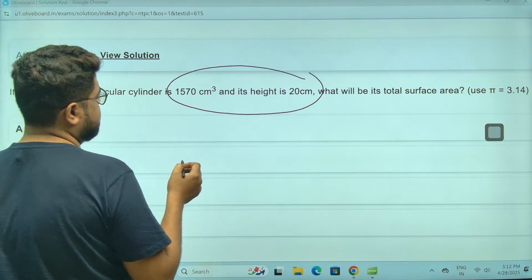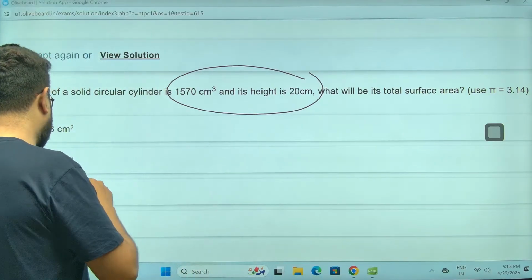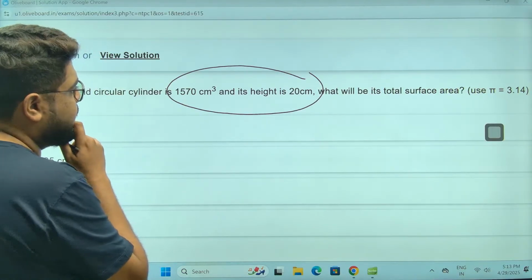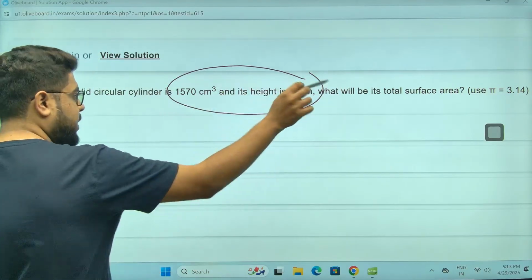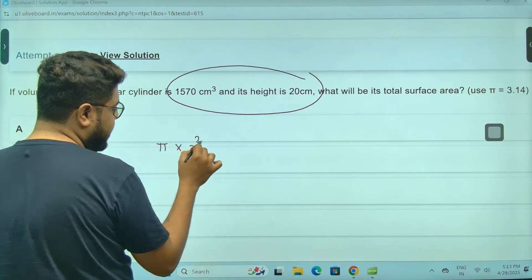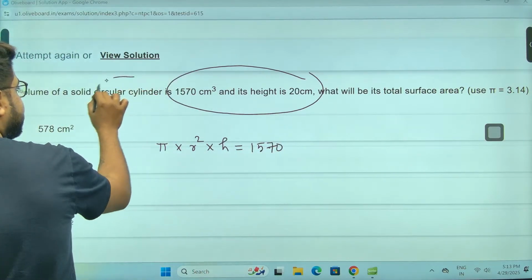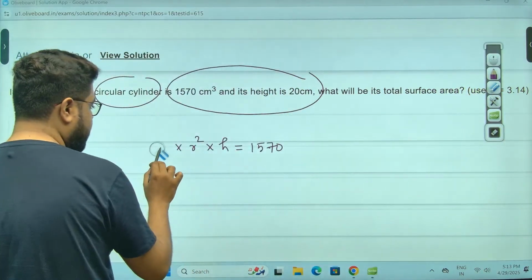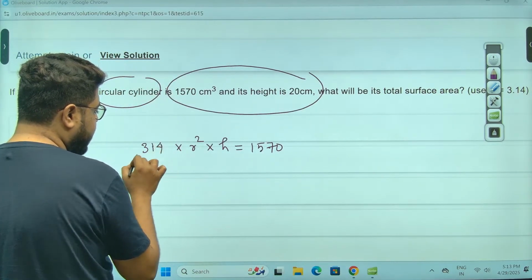Height is given. Should we take 3.14? Let's use 22 by 7 because the options are not very close. So I don't think there will be any problem. Just 1 second. 157 2s, no, 3.14 is better. It will cancel. Pi r square h: pi into r square into 8 is given as 1570. Solid circular cylinder, that is why pi r square h. Pi value has been given to you as 3.14, meaning 314 by 100.